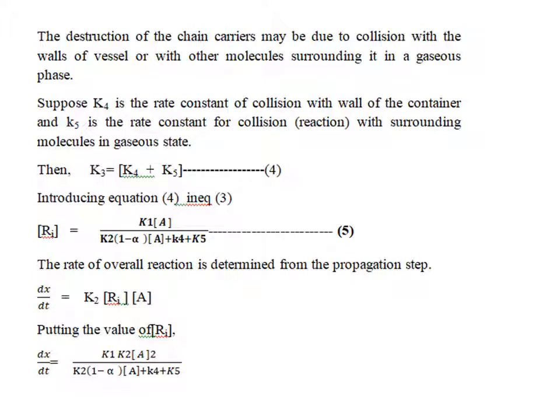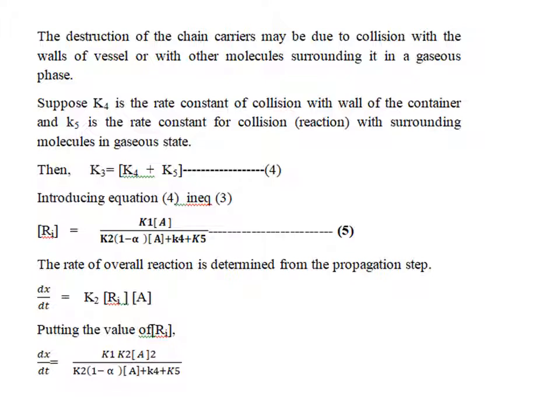Now dear students, the rate of overall reaction is determined from the propagation step, that is dx over dt equal to K2 into concentration of Ri into concentration of A. Now putting the value of Ri from equation 5 into this equation, we will get dx over dt equal to K1 K2 into A square over K2 into 1 minus alpha into concentration of A plus K4 plus K5.